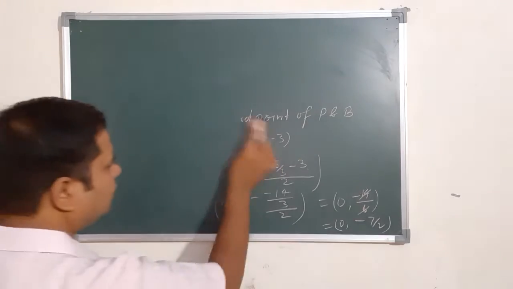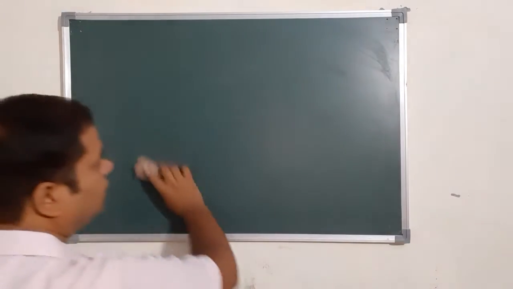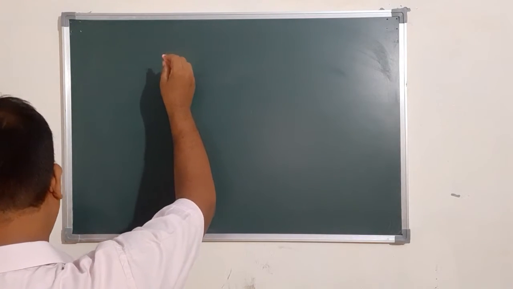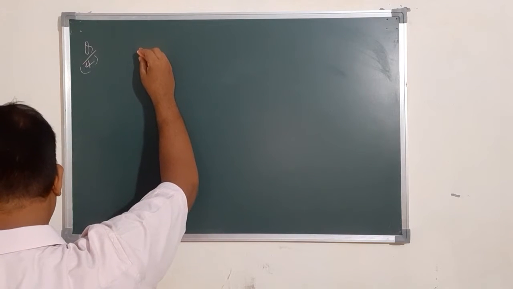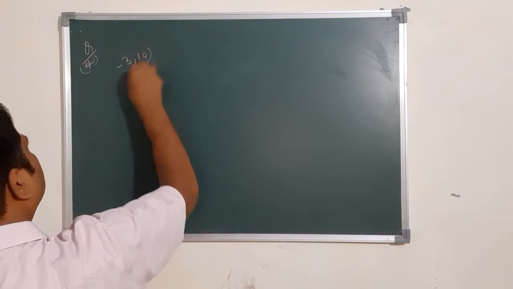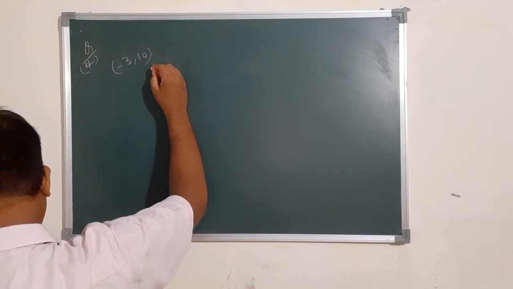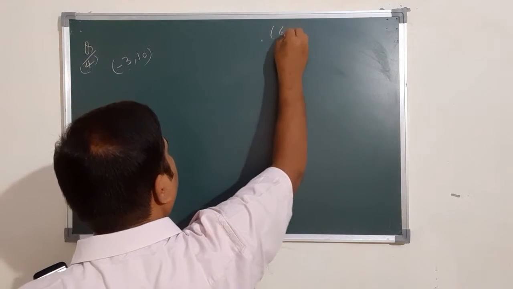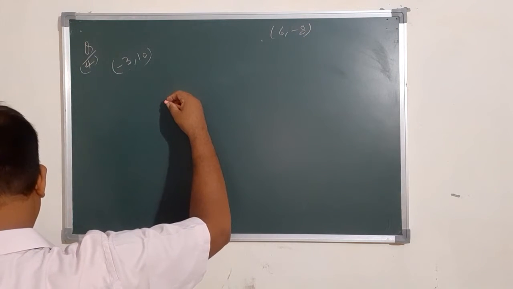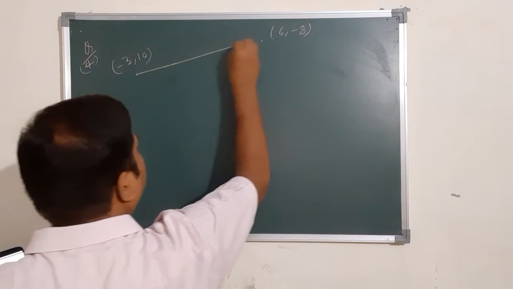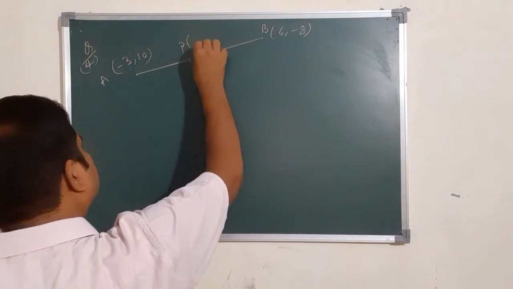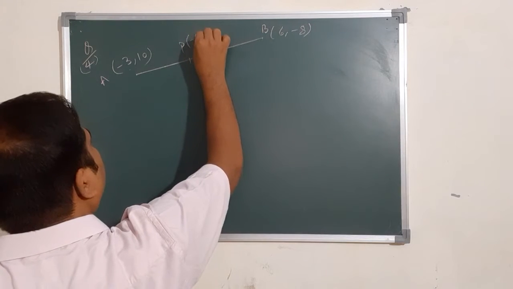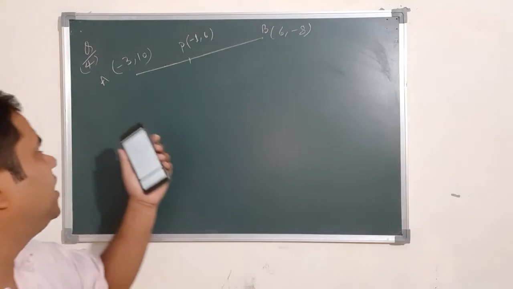Find the ratio in which the line segment joining the point -3, 10 and 6, -8 is divided by the point P. This is supposed to be A, this is supposed to be B, and this is P, which is -1, 6. Okay, so here A, B and P are given.